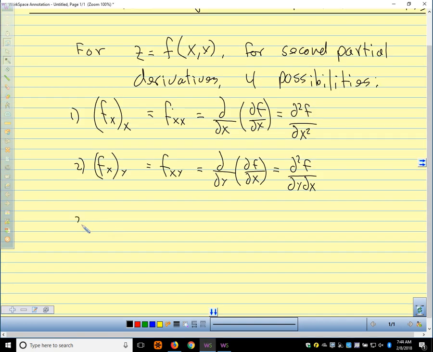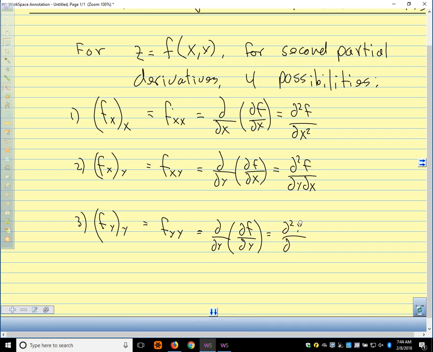Our third possibility, we could start by taking the partial with respect to y, and then take the partial with respect to y again. So that's f sub yy. That's going to be the partial with respect to y of the partial of f with respect to y. And that'll be ∂²f/∂y².